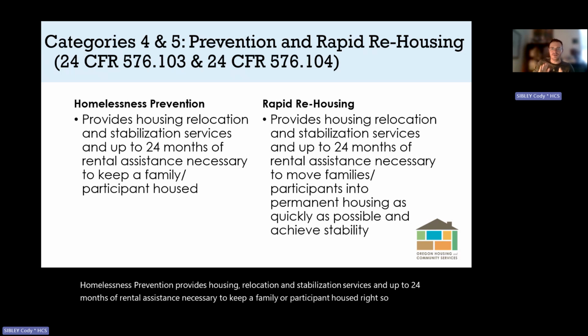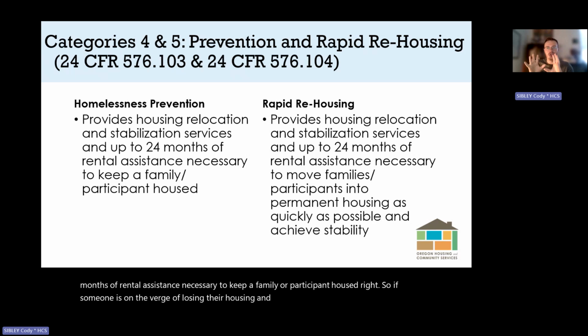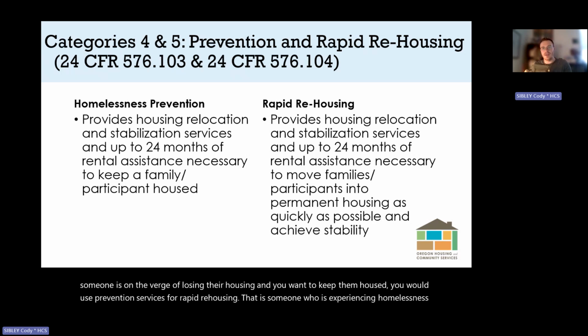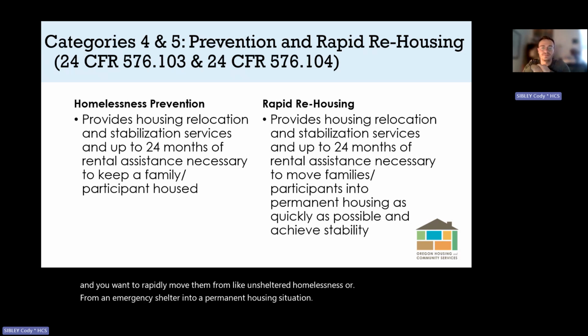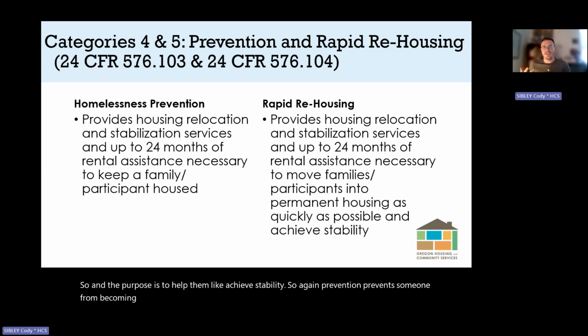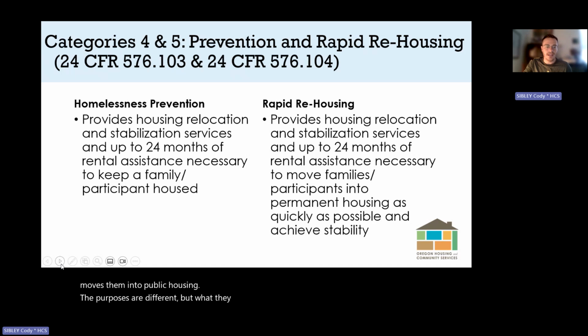So if someone is on the verge of losing their housing and you want to keep them housed, you would use prevention services. For rapid rehousing, that is someone who is experiencing homelessness and you want to rapidly move them from unsheltered homelessness or from an emergency shelter into a permanent housing situation. And the purpose is to help them achieve stability. So again, prevention prevents someone from becoming homeless. Rapid rehousing takes someone who is experiencing homelessness and moves them into housing. The purposes are different, but what they do is virtually identical.